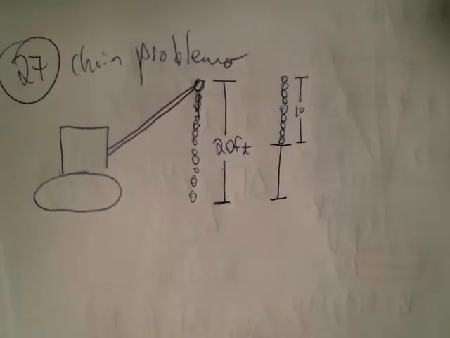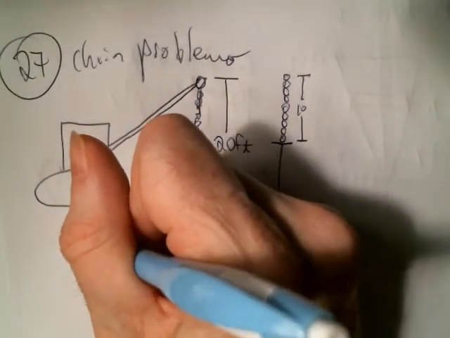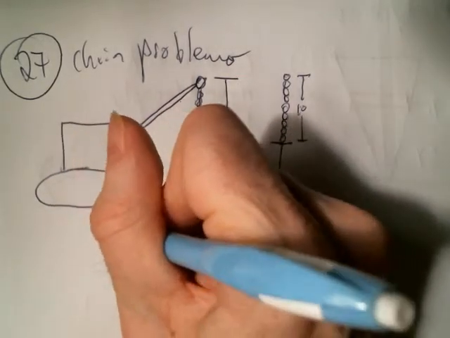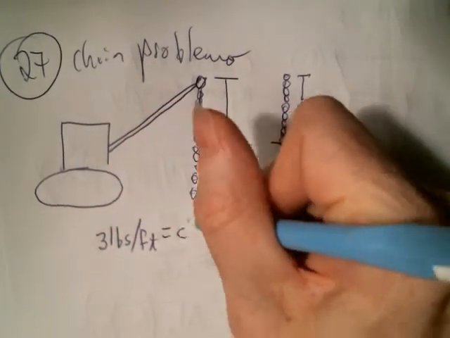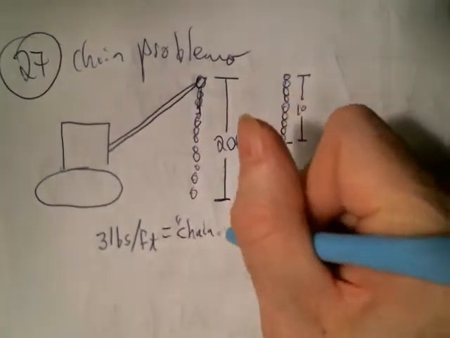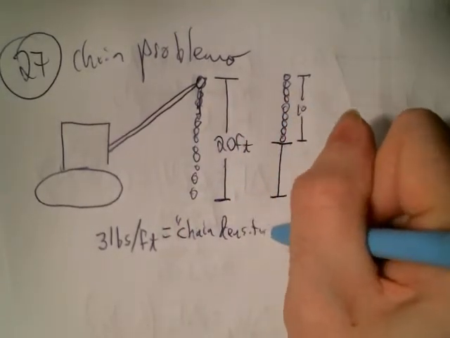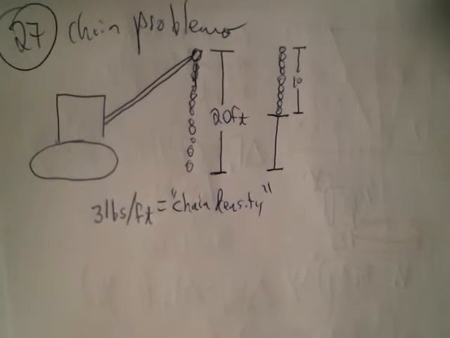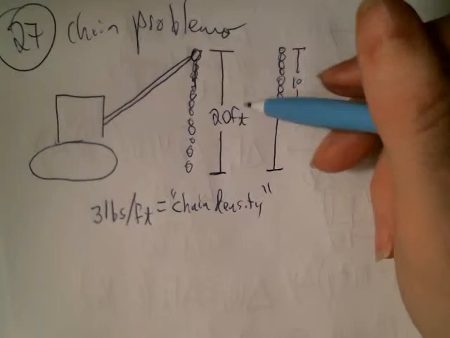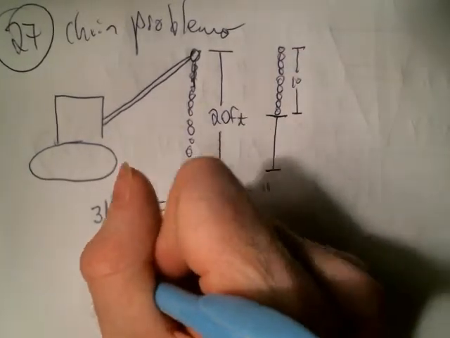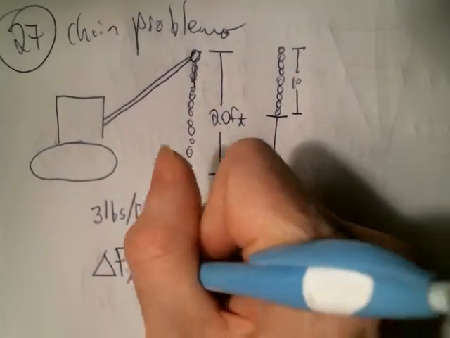So before we had this idea of weight density of water. Here we kind of have a chain density. So the density of the chain is going to be 3 pounds per foot. And I'll say that's the chain density, I guess. Okay. So in order to figure this problem out, we're going to, again, split it up into a bunch of little force increments first off. So we have these change in F sub i's.